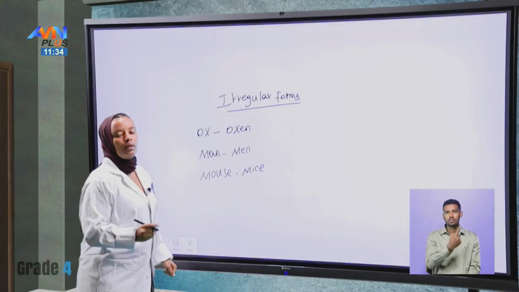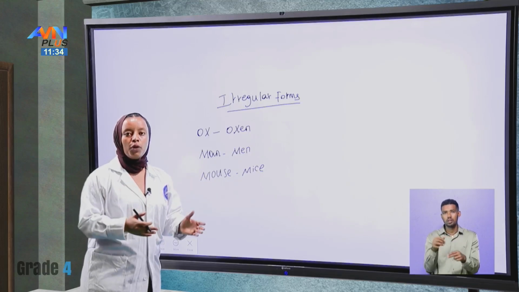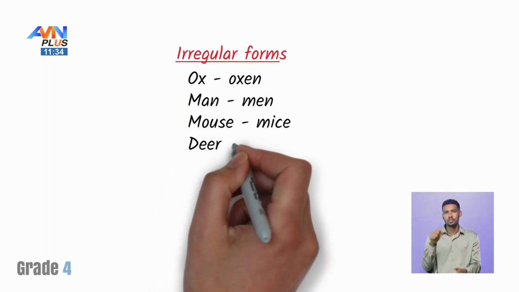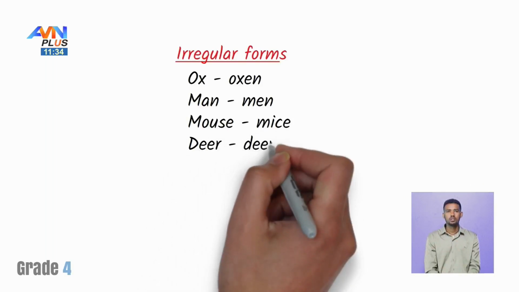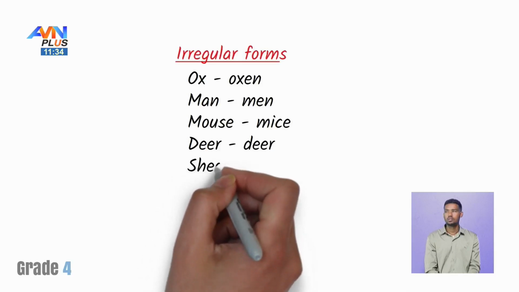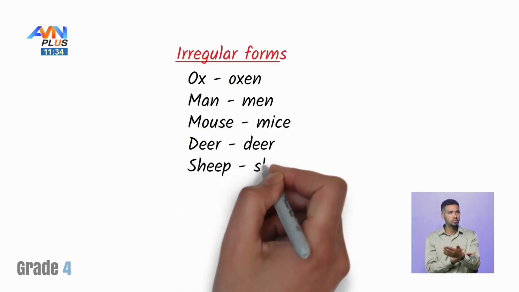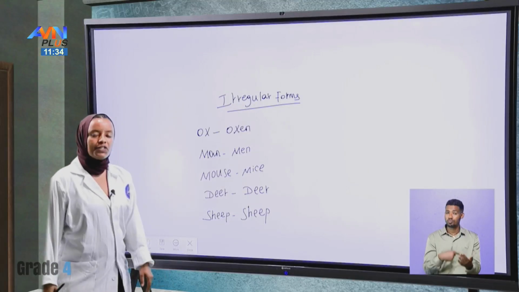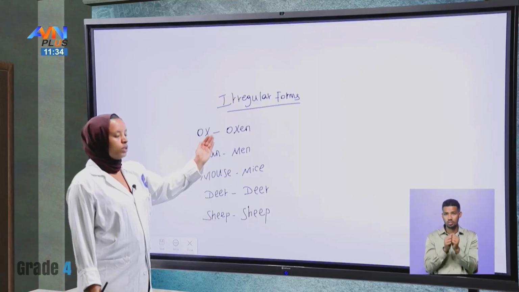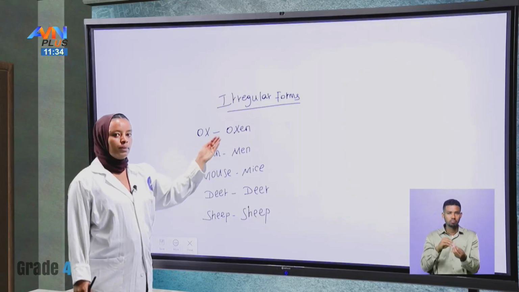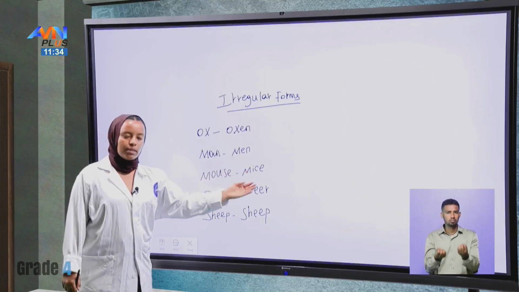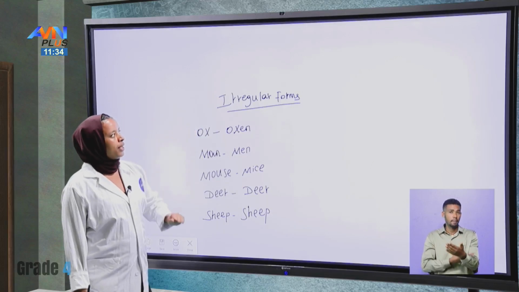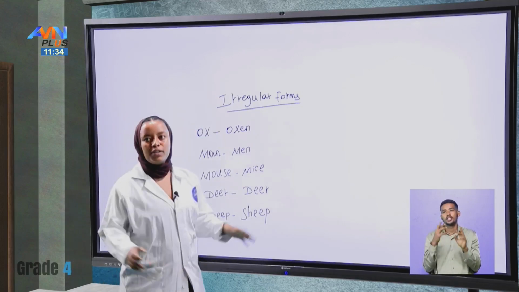Some nouns are the same in the singular and plural form, like deer, which becomes deer, and also sheep, which becomes sheep. So let us rehearse and practice together. Ox, oxen. Man, men. Mouse, mice. Deer, deer. Sheep, sheep. These are examples of irregular forms of nouns.